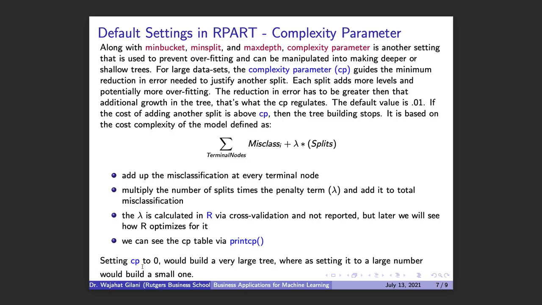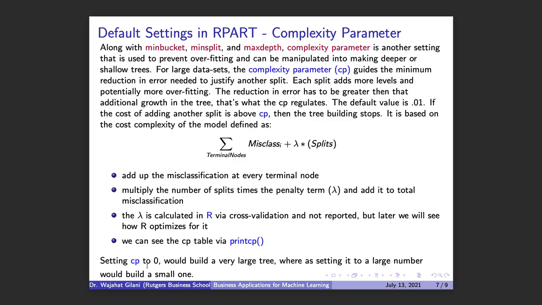And by the way, before we do that, setting CP to 0 basically just lets the tree grow as large as you want. A lot of times data scientists like to do that because they want to see how overfitted the tree can be, and then they prune back and choose an ideal CP from that, right?